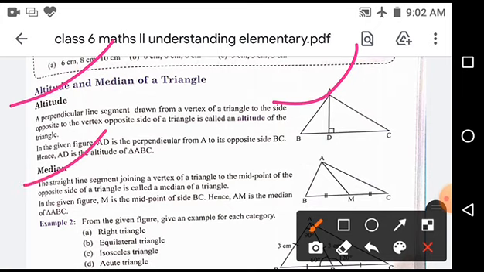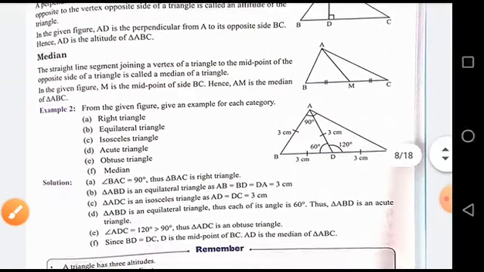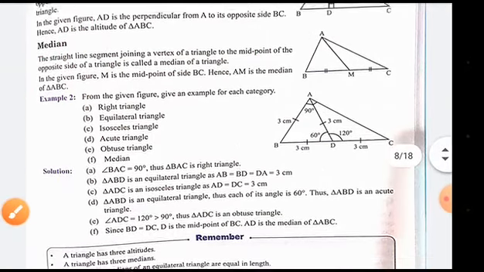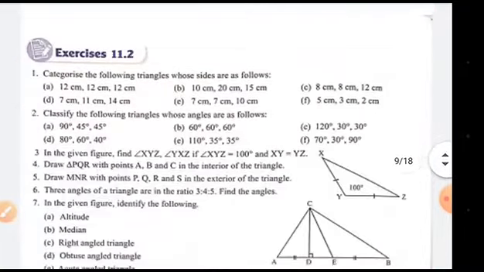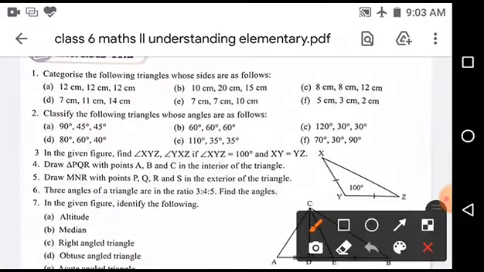Next one is median. If we draw a line from any vertex to the opposite side and this line divides the opposite side into two equal parts, then the line which divides the opposite side into two equal parts is known as median. In a triangle there are three medians. Clear?